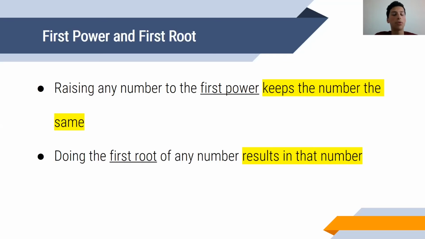First power and first root is our final type of basic padding. Raising any number to the first power keeps the number the same, and doing the first root of any number results in that number. Only applies to the first root and the first power, not the second power or beyond.